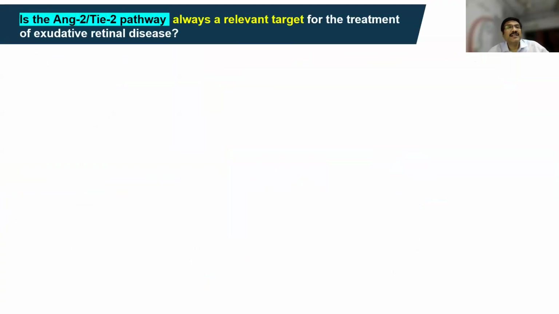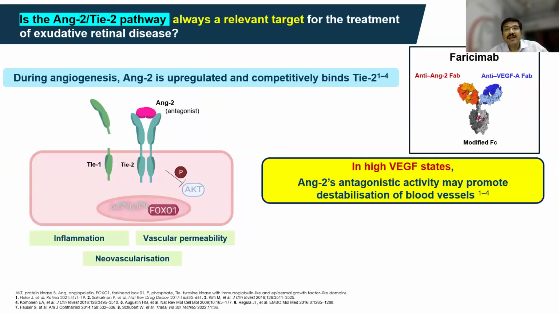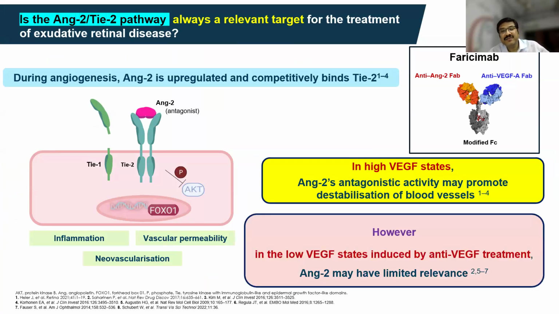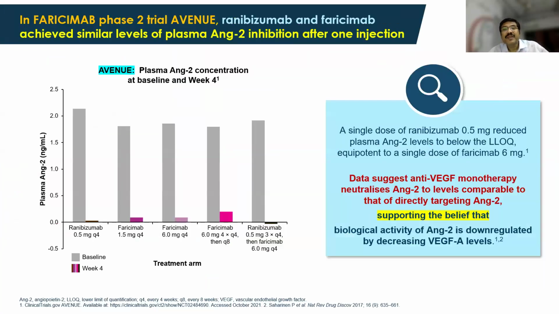Is the Ang2 pathway a relevant target for treatment of exudative retinal disease? In high VEGF states, angiopoietin 2's antagonistic activity may promote destabilization of the blood vessels. However, in low VEGF states induced by anti-VEGF treatment, angiopoietin 2 may have limited relevance.